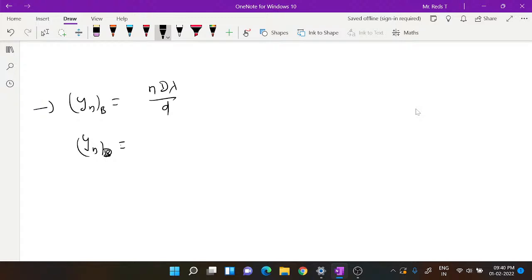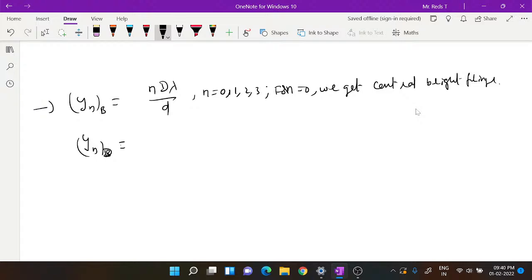Here n is equal to 0, 1, 2, 3, and so on. For bright fringes, you have to carefully remember that n is equal to 0, 1, 2, 3, and so on. For n equal to 0, we get the central bright fringe. Then we will get the secondary bright fringes.